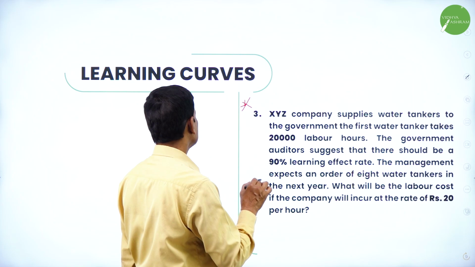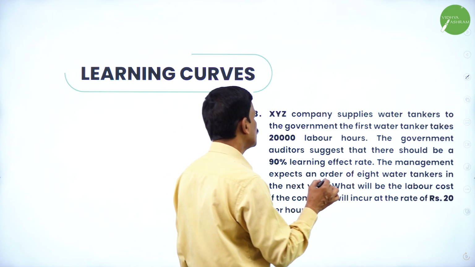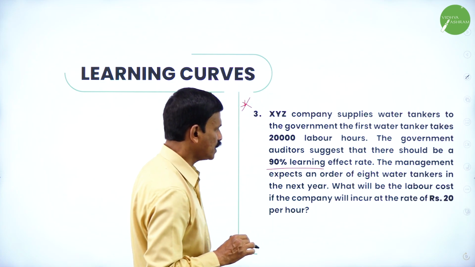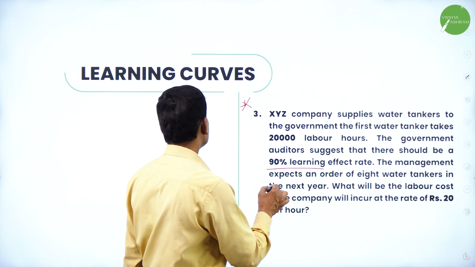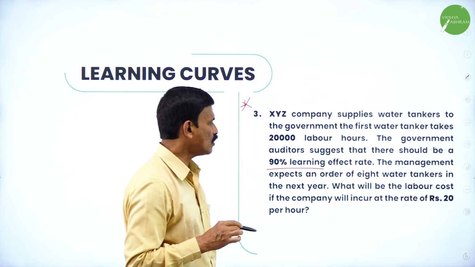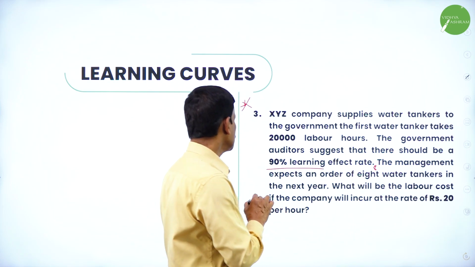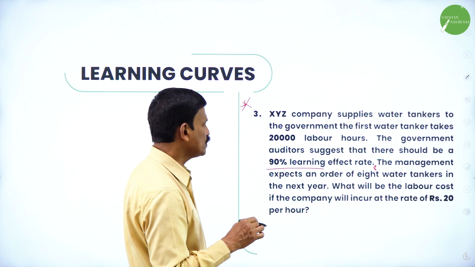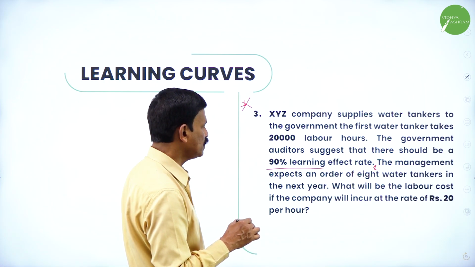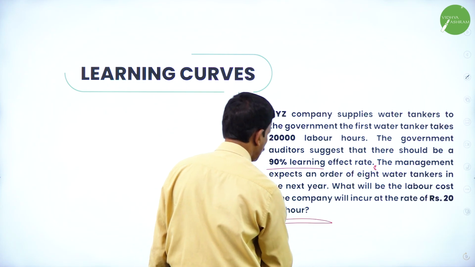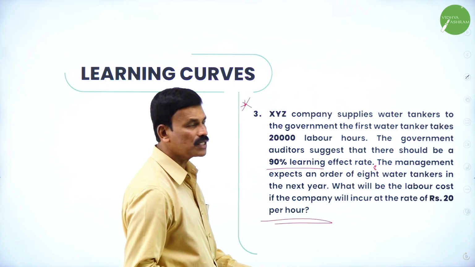The government auditor suggests that there should be a 90% learning effect rate. The management expects an order of 8 water tanks in the next year. What will be the labor cost if the company will incur it at the rate of rupees 20 per hour? Same as that of the previous problem.